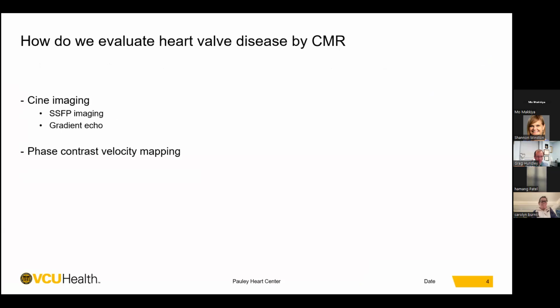So how do we evaluate heart disease by cardiac MRI? We use a couple of features. We use cine imaging like SSFP imaging or gradient echo imaging. We use phase contrast velocity mapping.